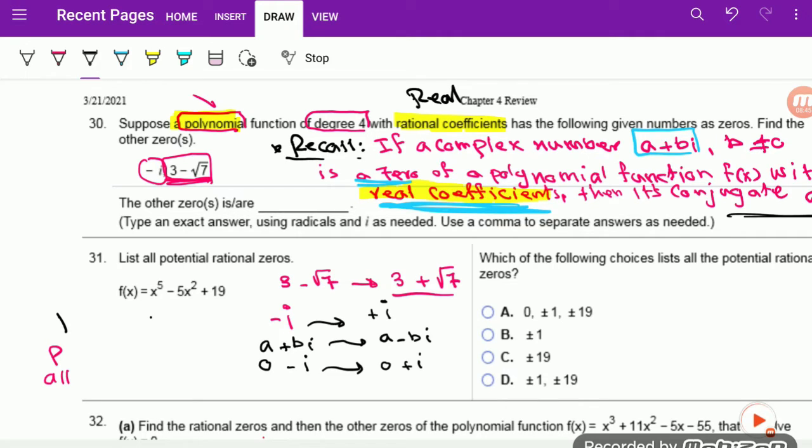That's it. So the other 2 zeros, the first one is 3 plus radical of 7. The other one is positive i. Then we are done.